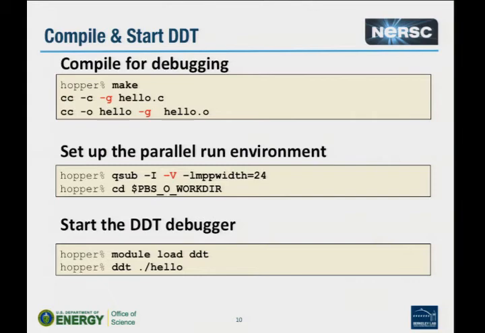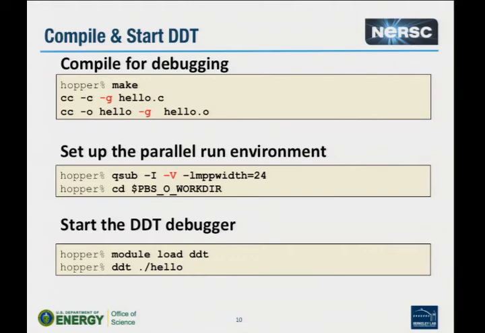Then this is specific to Hopper or to the Cray in general, but you start what we call an interactive parallel job. So this is just the syntax. You'd use something called qsub. As you start using Hopper, you'll become familiar with that. The important thing with qsub is to add this capital V option. This V option imports your environment variables from your local environment, and you need that to use DDT in an X environment. So it forwards your X display variable.